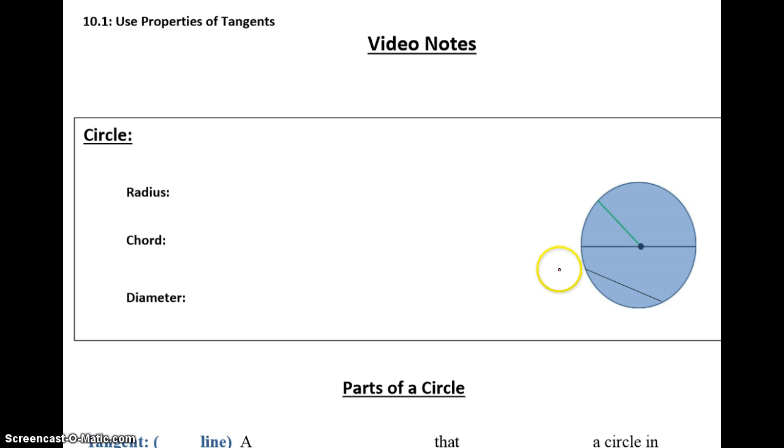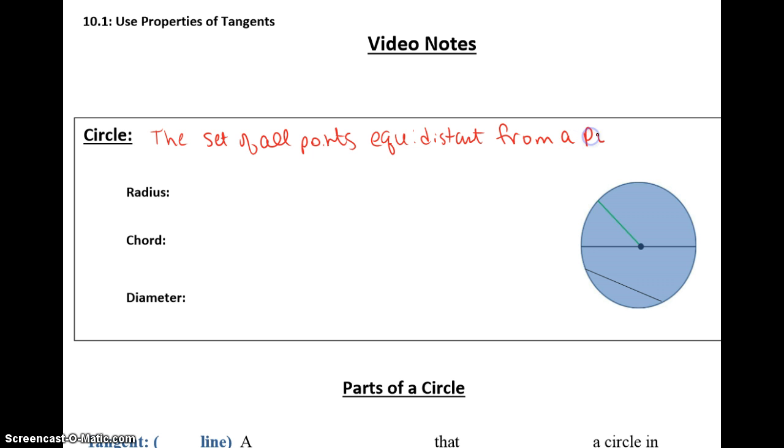First of all, a circle. I know you know many things about the circle, but we will be exploring much more. A circle, first of all, by the definition, is the set of all points equidistant, so equal distant, from a point called the center.